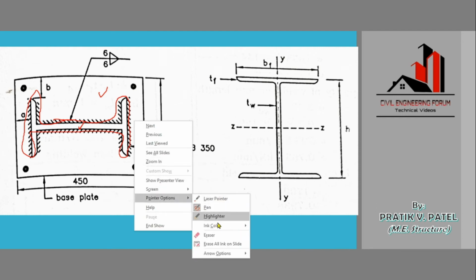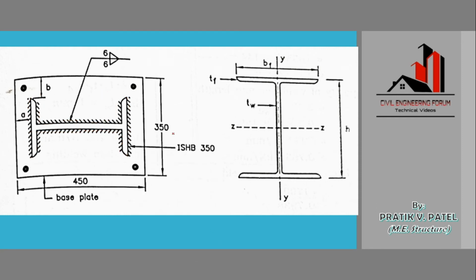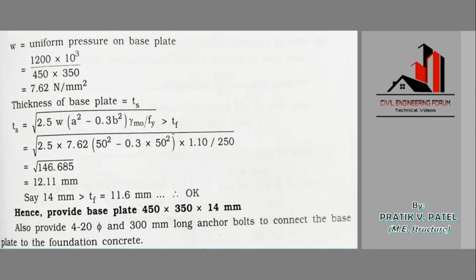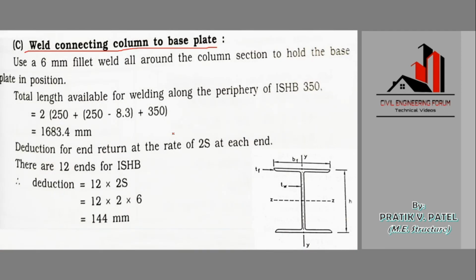So again, as we discussed all the criteria for welded connection or fillet weld properties, we will use the same criteria over here, and all the IS code criteria for welded connections are given in IS 800:2007, page number 79. So let us just continue. We are using a 6 mm fillet weld, or we would say we are assuming that we are fixing a 6 mm fillet weld all around the column section to hold the base plate in position, right? Now we'll check whether this 6 mm is okay or not.